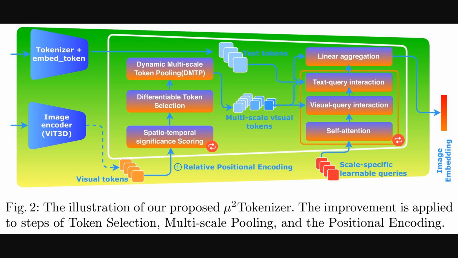So, digging deeper into that µ2 Tokenizer, this diagram really unpacks its components. It starts with the visual tokens from the CT scan. These are first enhanced using relative positional encoding, which essentially helps the model understand the 3D spatial relationships between different parts of the scan. Then, the process uses Differentiable Token Selection. This is a soft selection method that intelligently picks out the most important visual features without simply discarding the rest, which is key to preventing information loss. Finally, these refined visual tokens are combined with the text query to produce one powerful, fused embedding for the LLM.